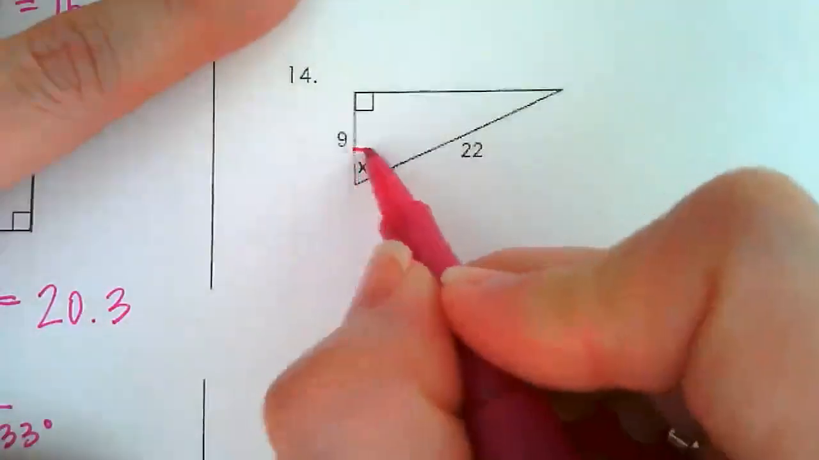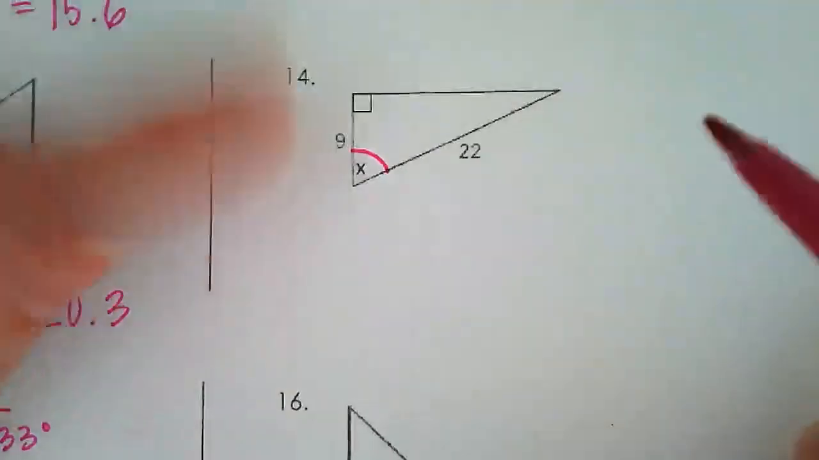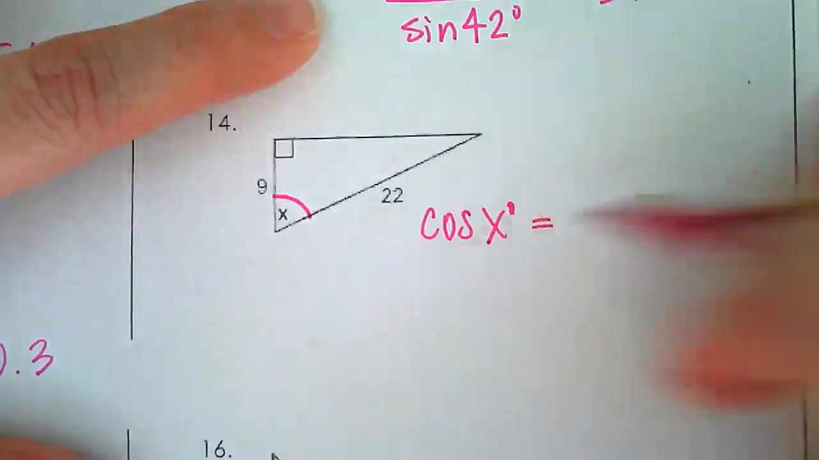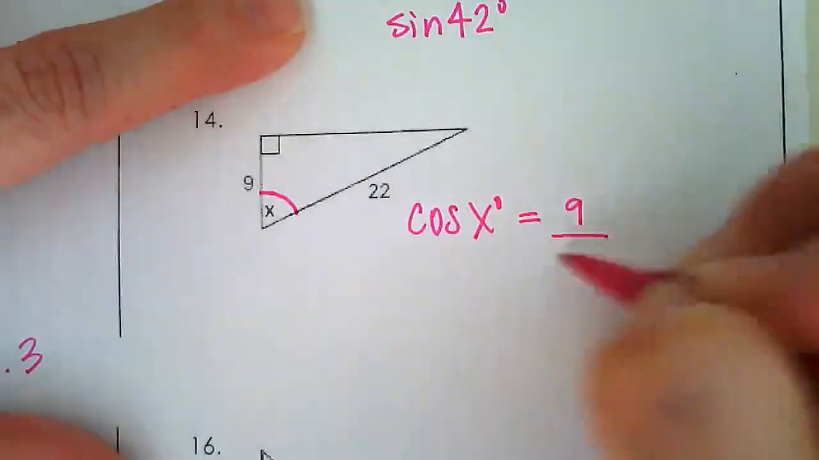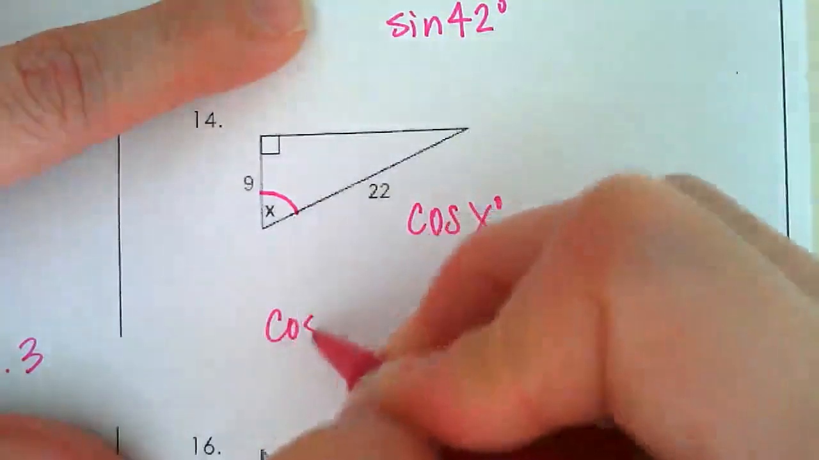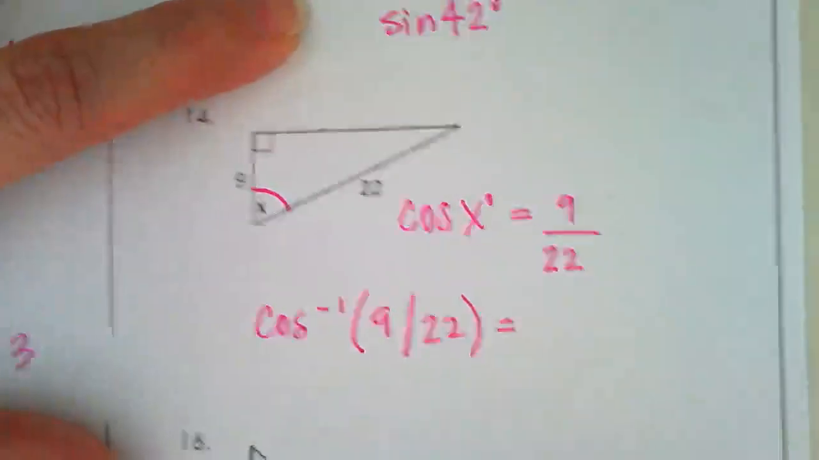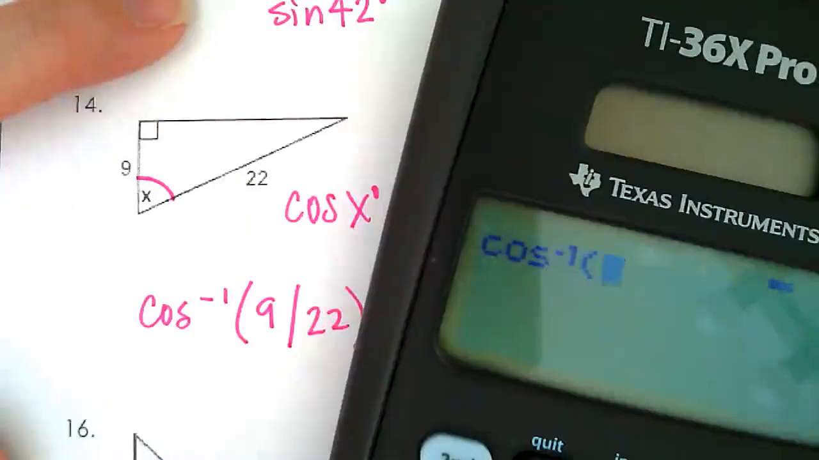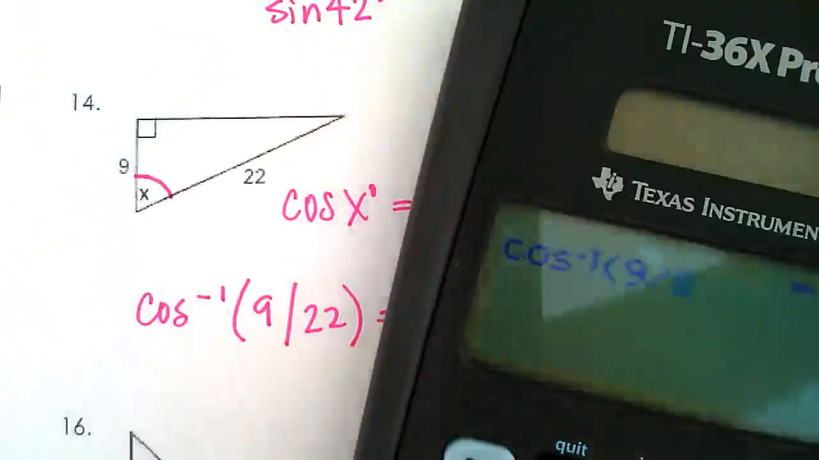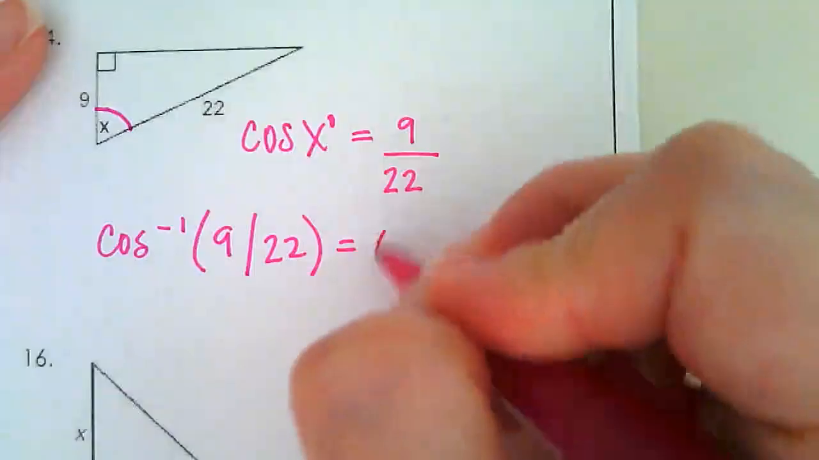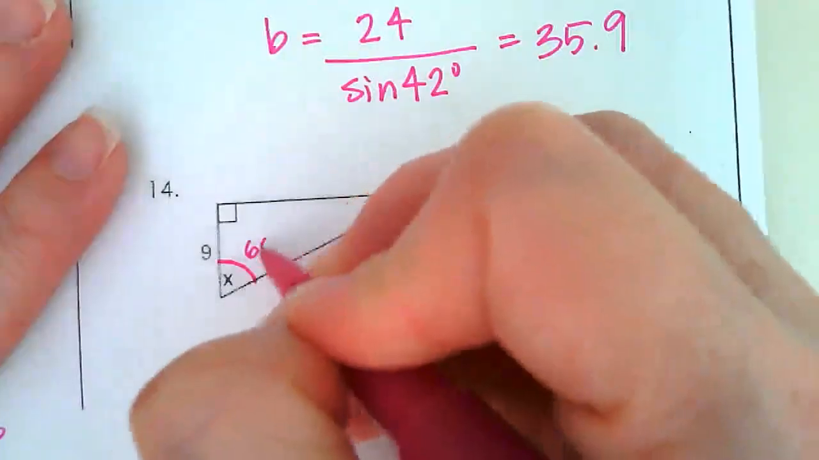All right, next up, I don't know the angle, but I know adjacent and hypotenuse, so this one should be cosine. The cosine is going to be adjacent over hypotenuse. Remember, I don't know the angle, so I need the inverse cosine on the calculator: 9 over 22. How about 66 degrees? Okay, 66 degrees. All right, almost done.